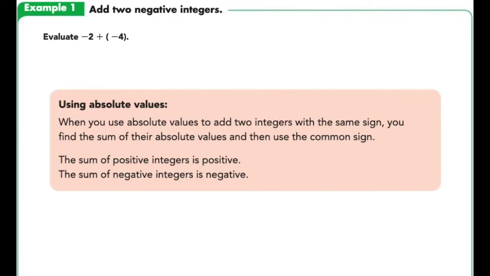And if we're going to add integers using absolute values, which will be our most common way of doing it, when you use absolute values to add integers with the same sign, you just find the sum of their absolute values and then keep the common sign. So if you're adding two negatives together, it's always going to be a negative. If you're adding two positives together, it will always give you a positive.